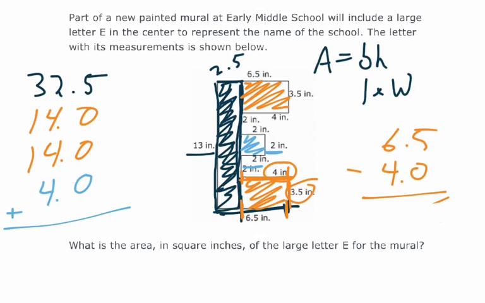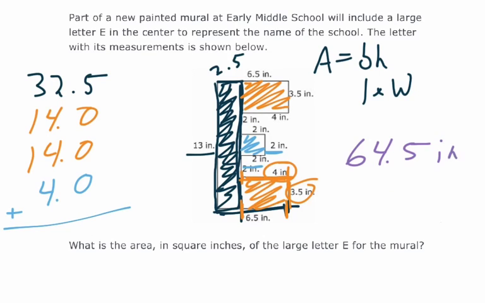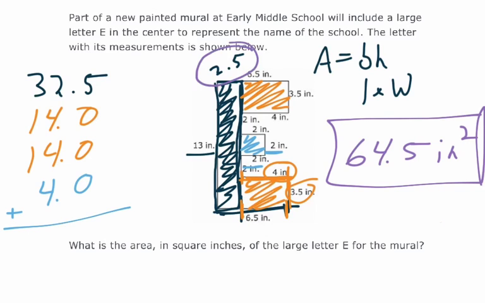If you add all these up, and you do it accurately, you should get 64.5, or 64.5 inches squared as a final answer. So just make sure you have them divided up, and mainly finding this missing measurement is probably the trickiest part of solving this question.